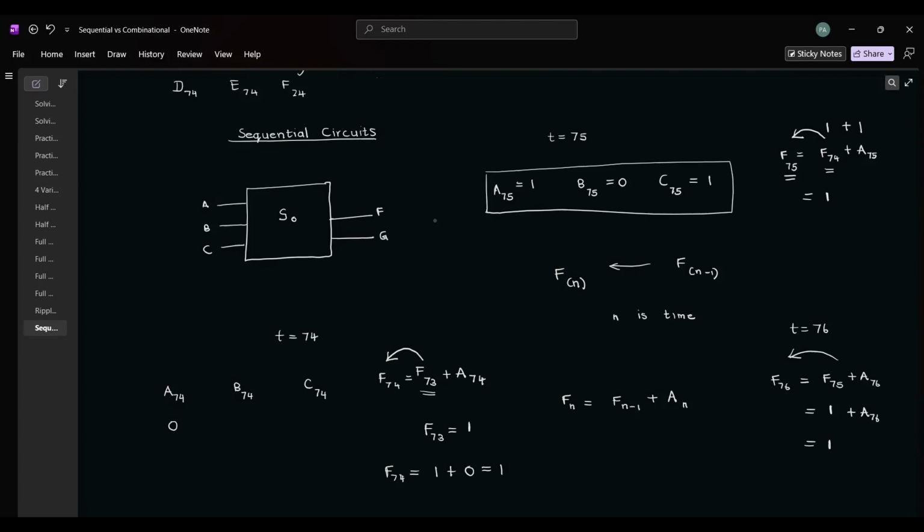What do I mean by this? Well, they have the concept of memory. They contain memory elements, which we are going to learn in the next video, which are called flip-flops. They are very simple memory circuits, and I'll teach you how they work. This is used for storing data.